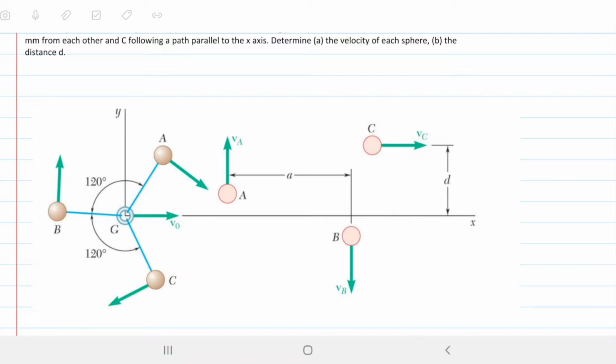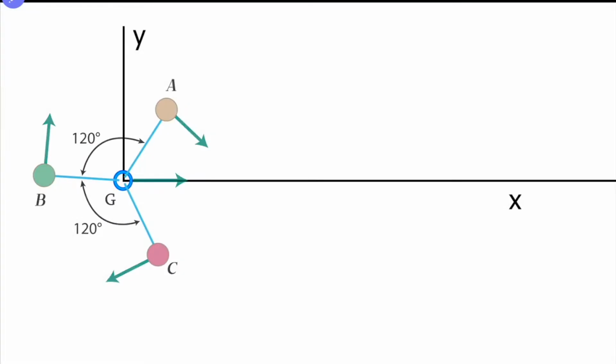Today we're continuing the problem that we stopped on the last video, and we were looking at the situation in which we have these three spheres rotating about ring G, and the ring dissolves outwards, allowing the spheres to go each to different directions.